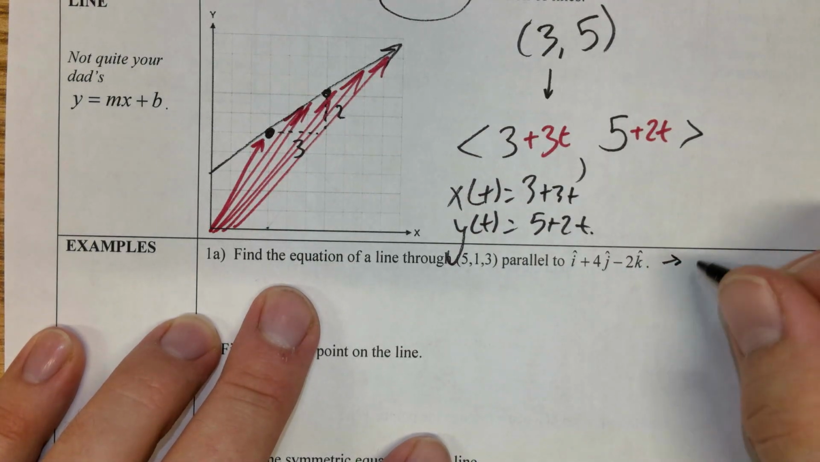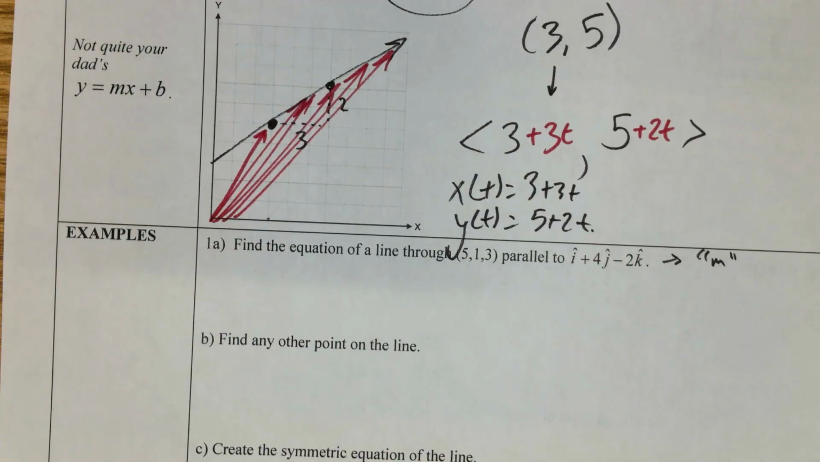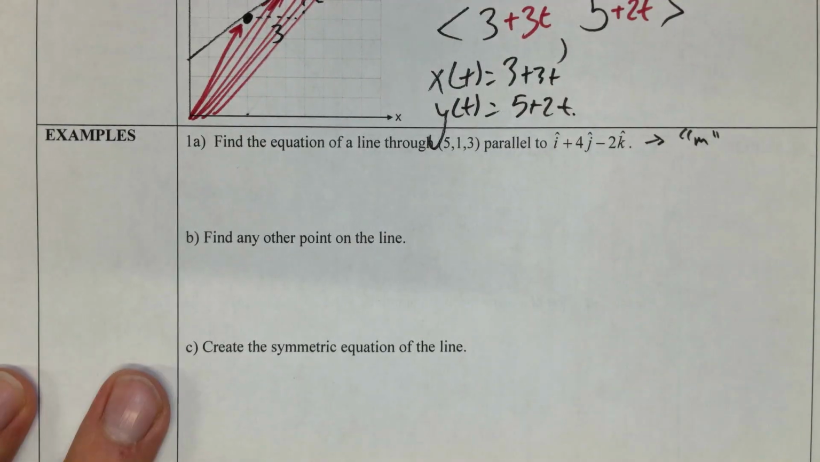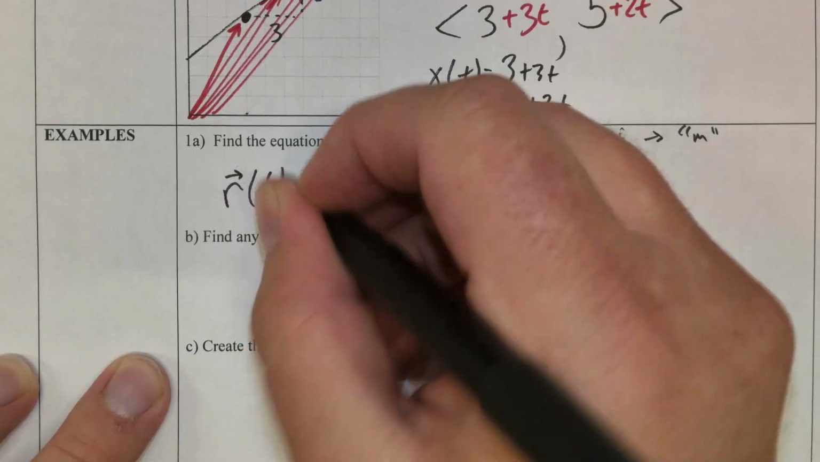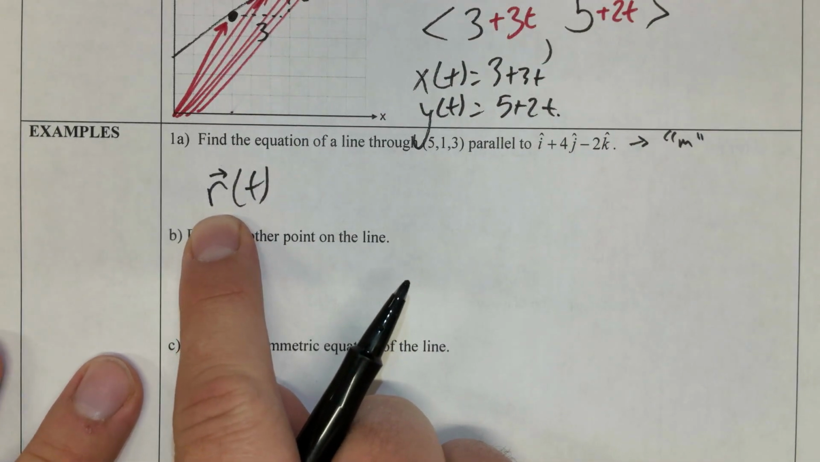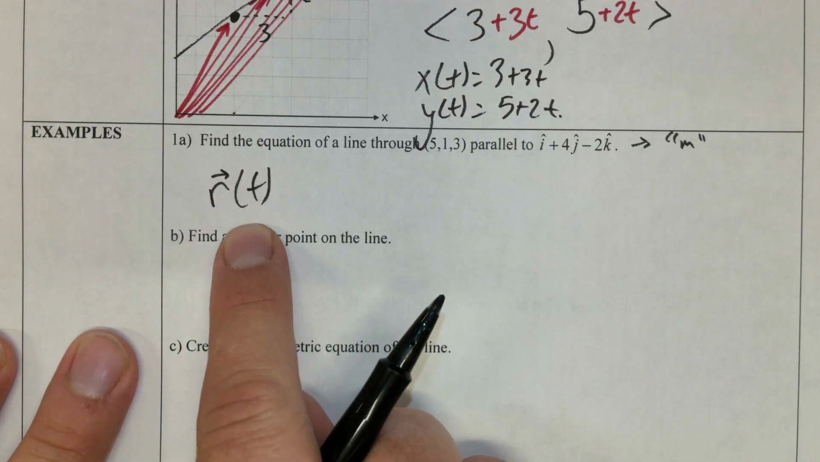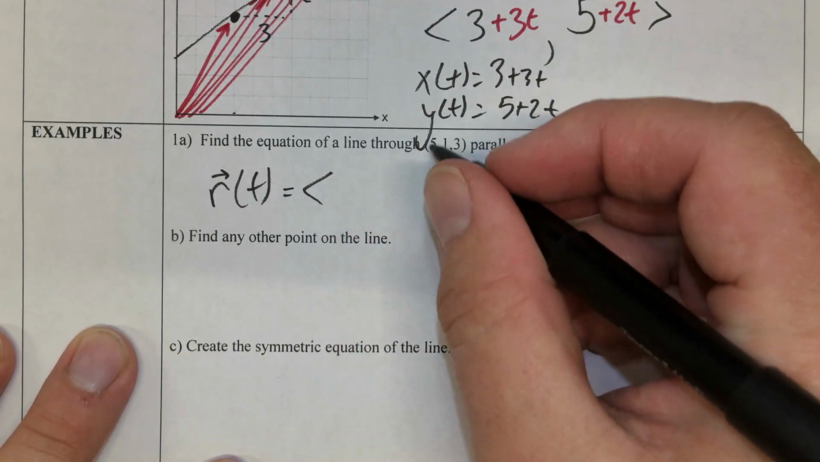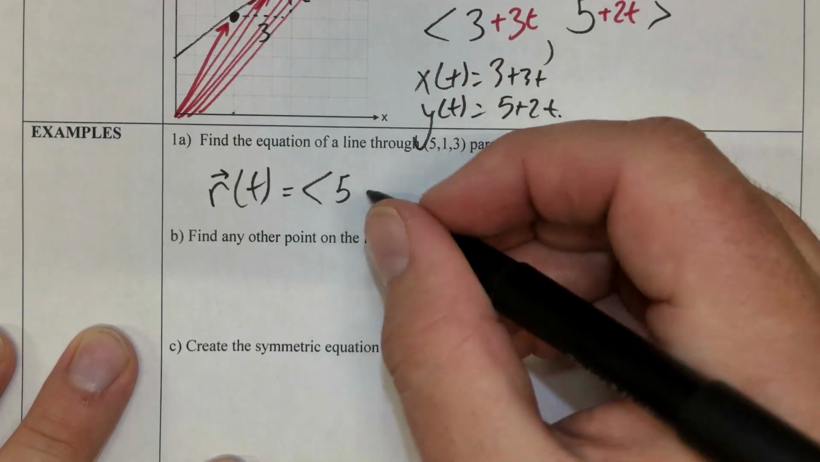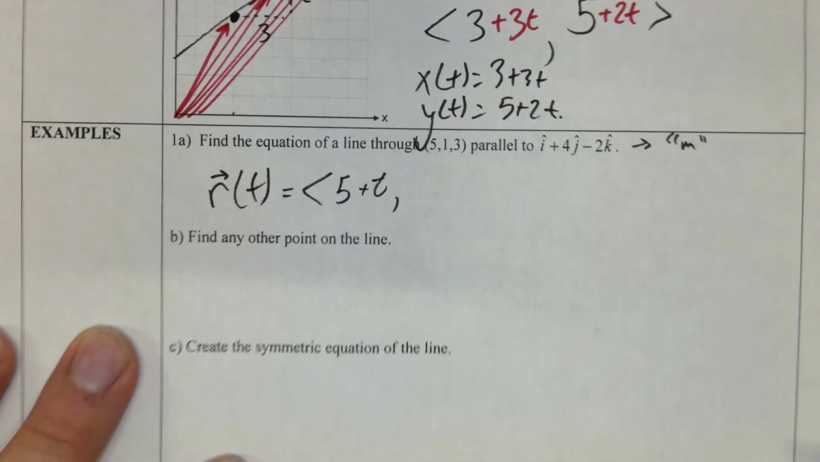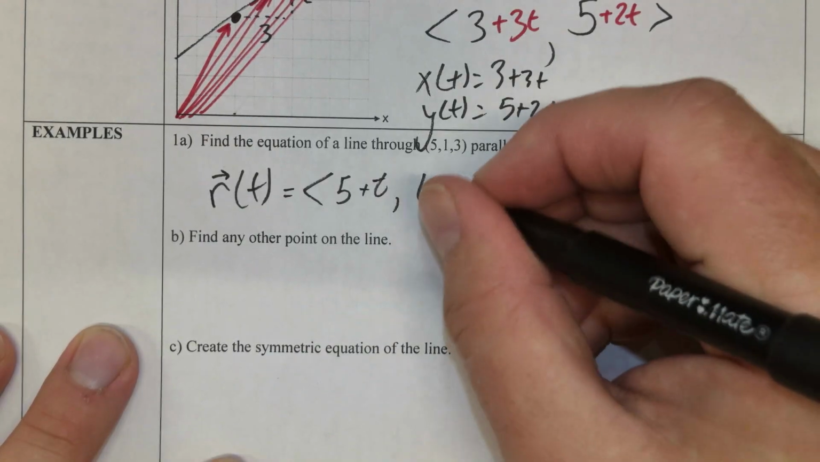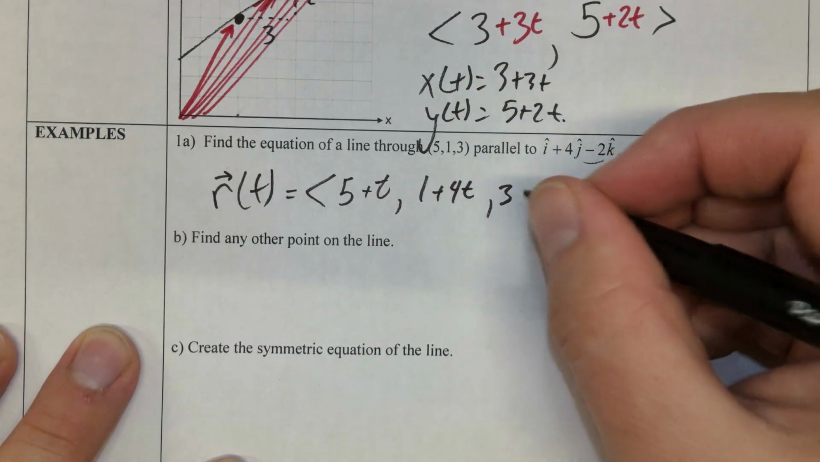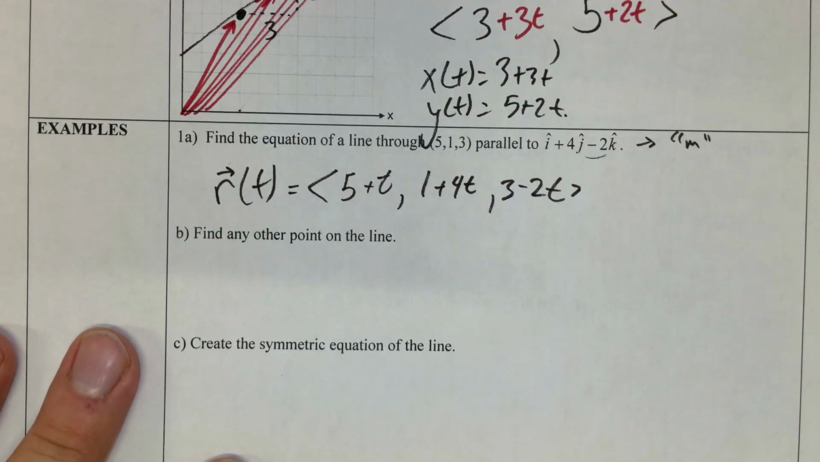Now it asks me to find an equation through this point parallel to this. When it says parallel, it's trying to get you to think of slope. And the slope that's going to change the same is this 1, 4, negative 2. So I'll just put it together. Typically, this is how we'll write the equation of a line. The vector function of t outputs three vector components. The first starts at 5 and varies by 1t. The next starts at 1 and varies by 4t. The next starts at 3 and varies by negative 2t.